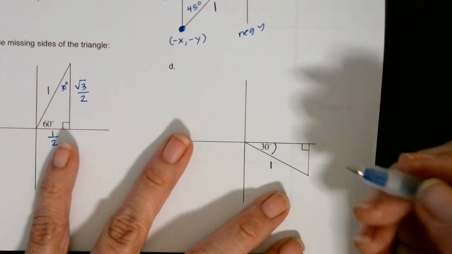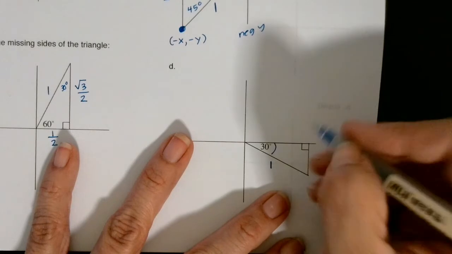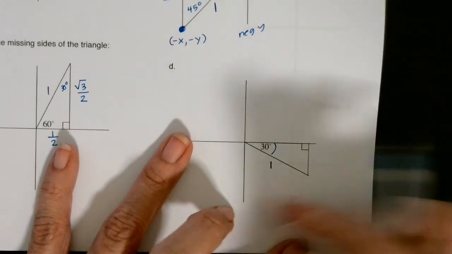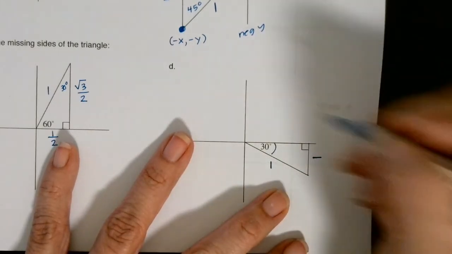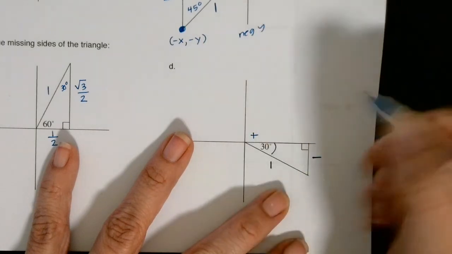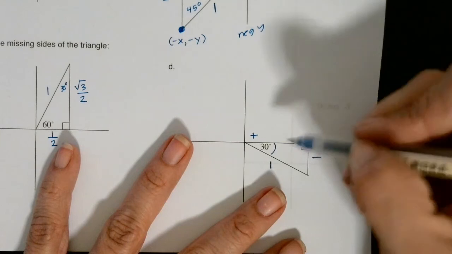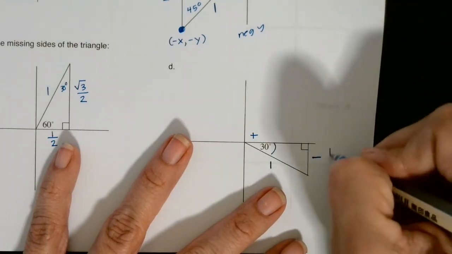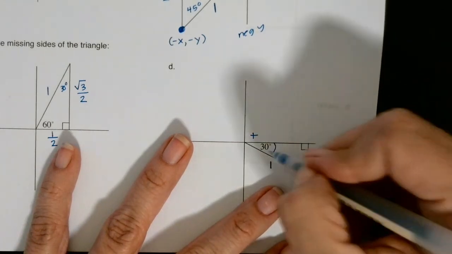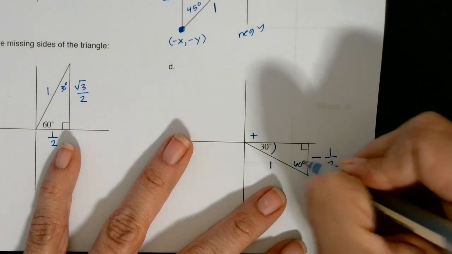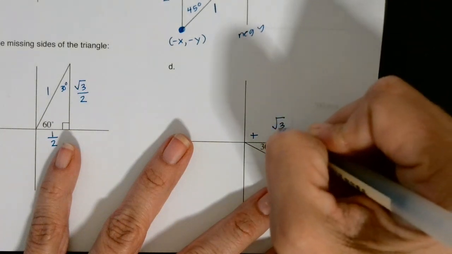Okay? So I am going to be smart and I see that this is down here, so this is going to be negative. And I know this is going to be a positive value because it's on the positive x-axis. Okay? So what's opposite 30 degrees? Always 1/2. And if that's 30 degrees, this is 60 degrees. This is root 3 over 2.